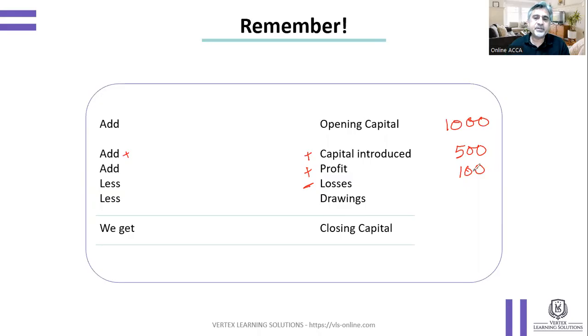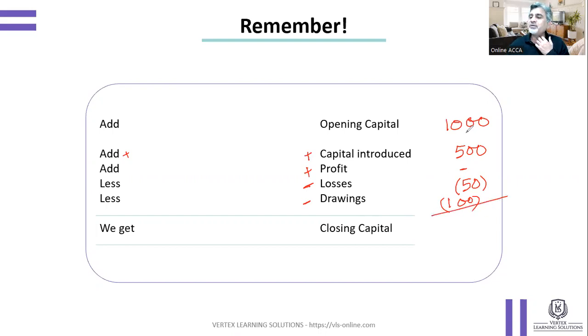In our example, we assumed that the business made a profit. Let's suppose that the business did not make any profit. In fact, the business made a loss of $50. So then we should subtract it. Losses are subtracted and drawings are also subtracted. So these two numbers are subtracted. When you make a total, you call it closing capital.